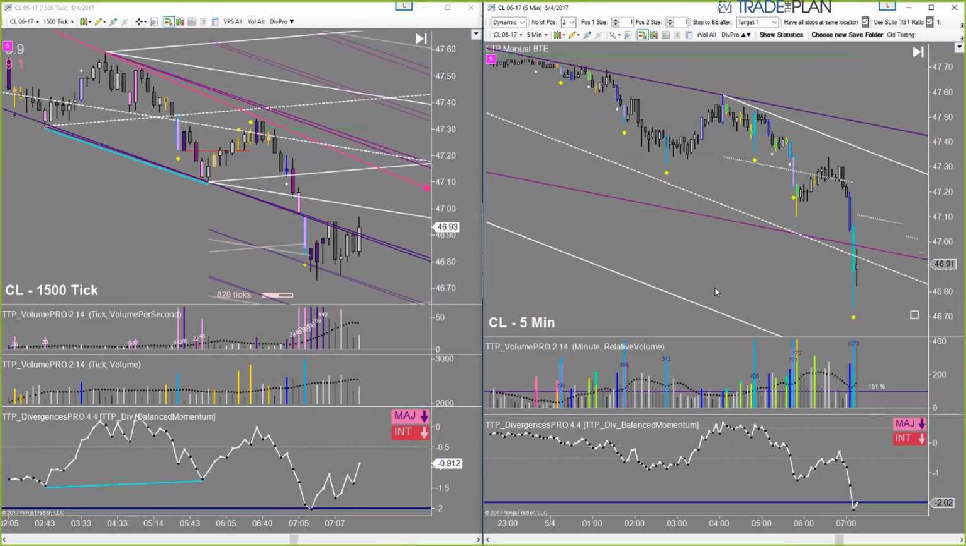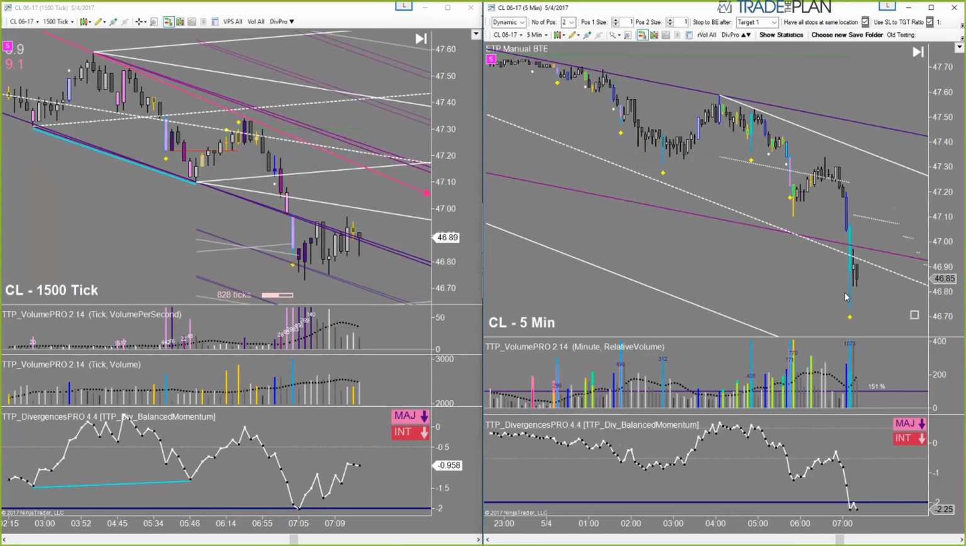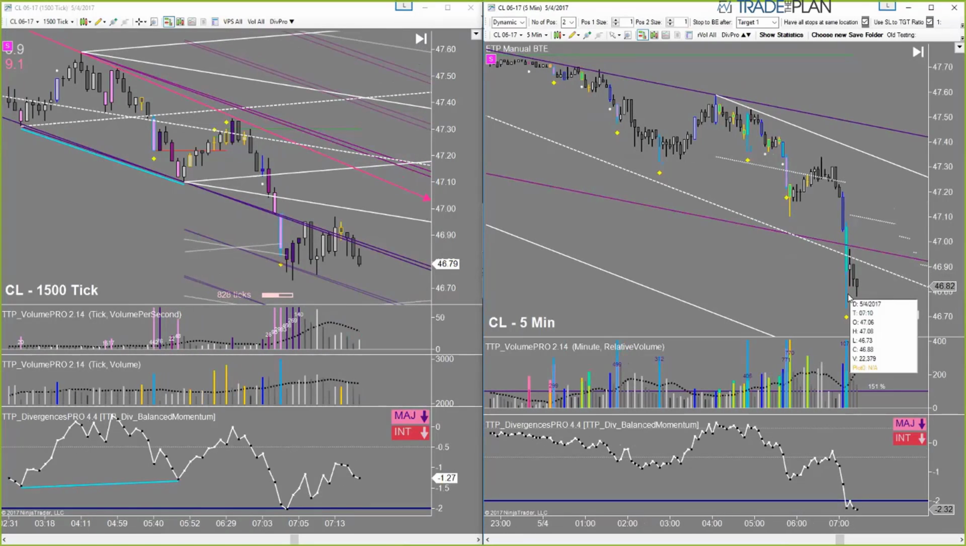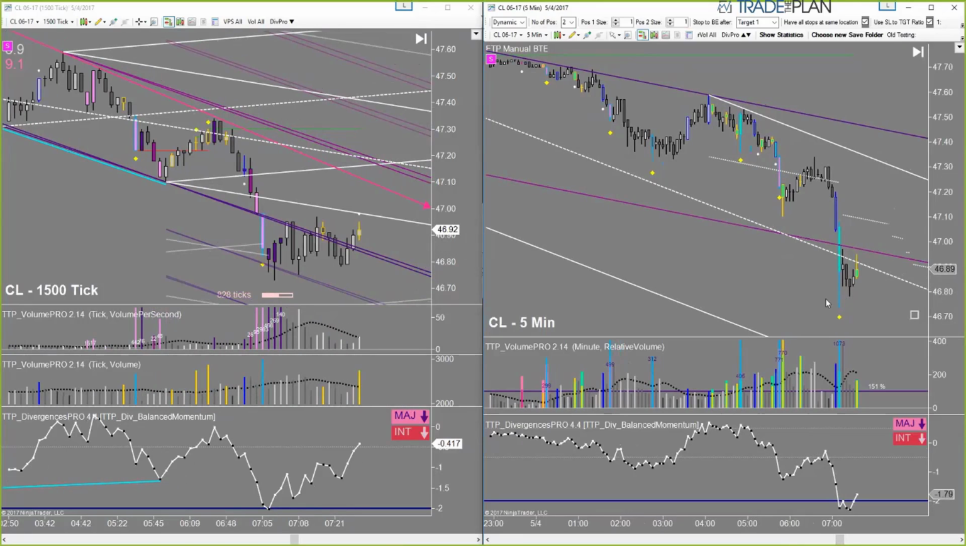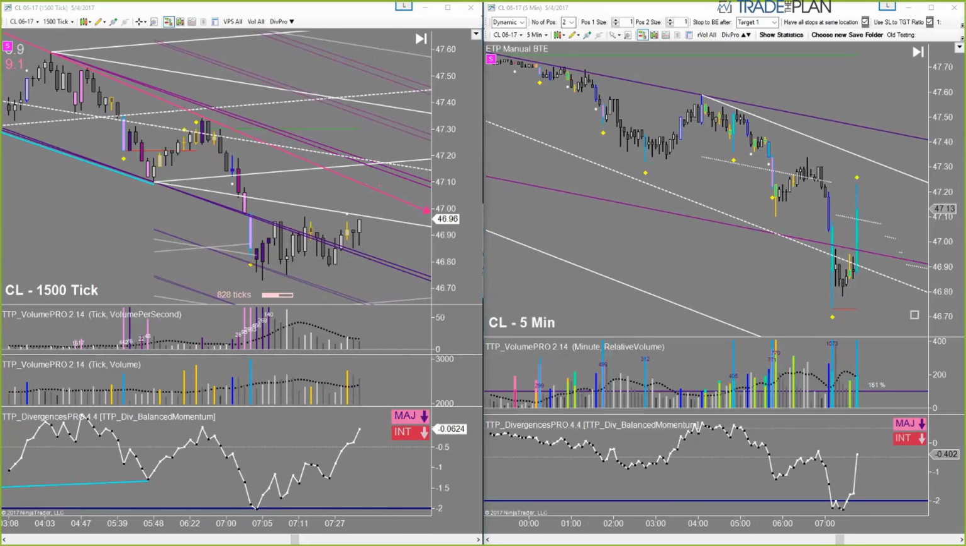Whoops. All right, so now 7 a.m. Okay. So we've got a huge selling climax here. It's massive. It's so massive that the 1500 tick chart is taking up about 12 bars here when it's only about 4 bars on the 5-minute. Typically, the 1500 tick is much slower than the 5-minute. But you've got so much volume coming in that the tick chart is just piling up a ton of bars.